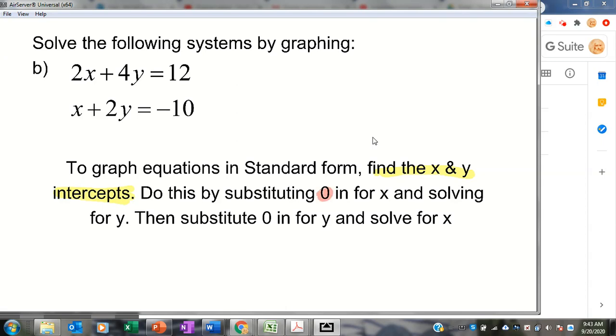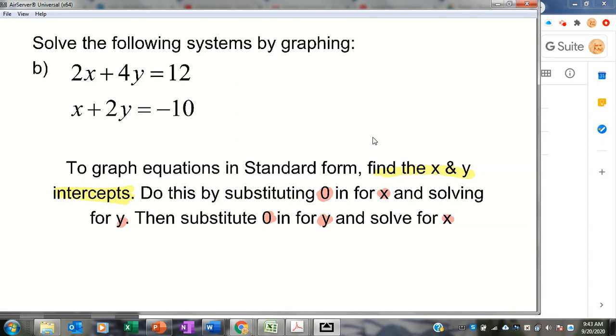So when you put a 0 in for x, it gives you the y intercept. When you put a 0 in for y, it gives you the x-intercept. And we like zeros because anytime you multiply by 0, it just turns into 0 and it cancels things out. So in my opinion, this is a much quicker, easier, more efficient way of graphing these two equations that are in standard form. So let me show you.